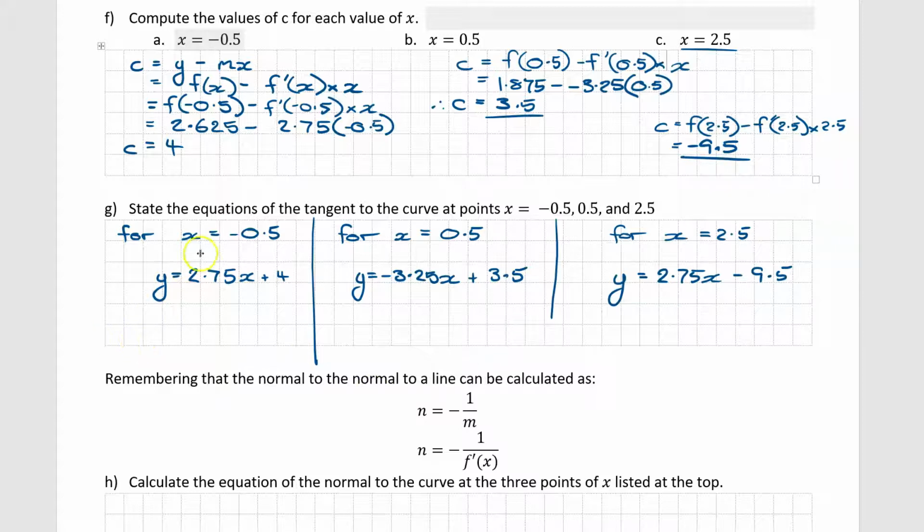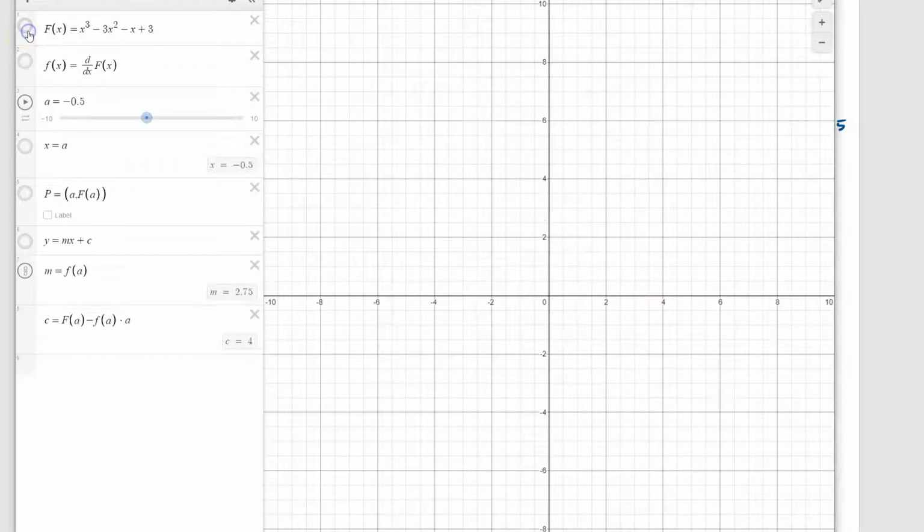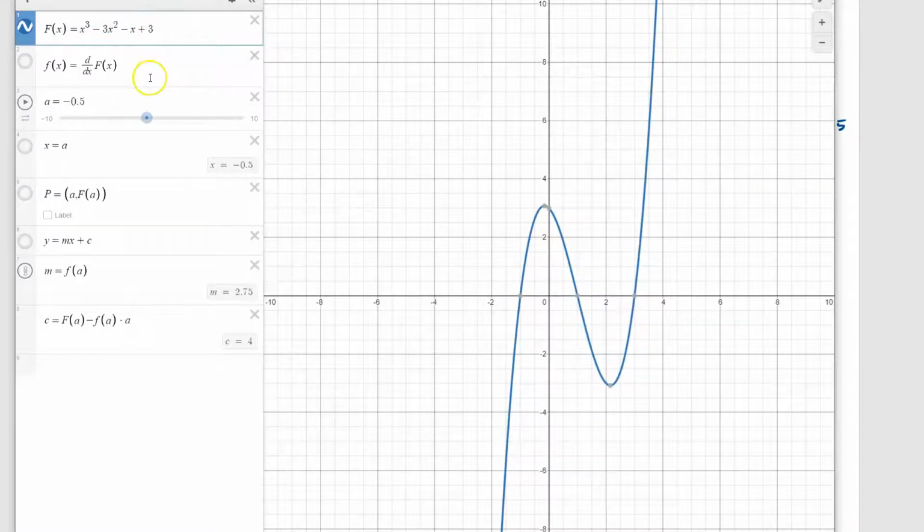So there we go. We've got the equations of the tangent to the curve at points negative 0.5, 0.5, and 2.5. Now, having a look at what that actually looks like, say, for example, we've got our graph here. So we've got in blue, this is our function. Now, having a look at the points, the first one is x equals negative 0.5. So that's going to be over here. So indeed at the location negative 0.5 and 2.625, we'll turn that coordinate on, like so.